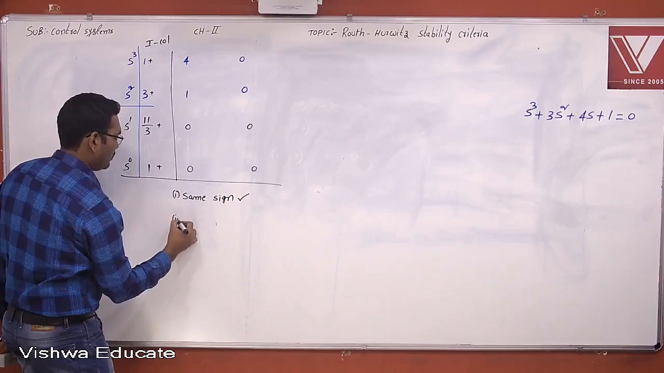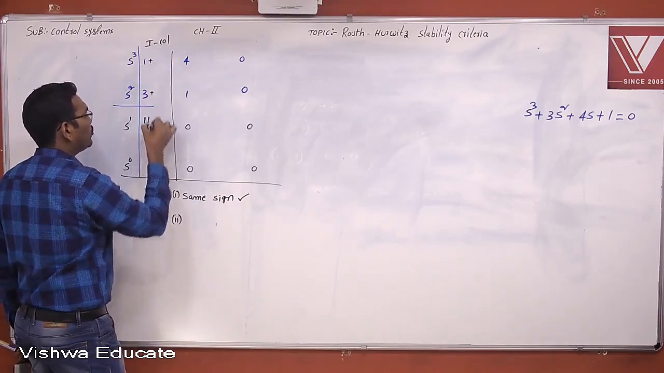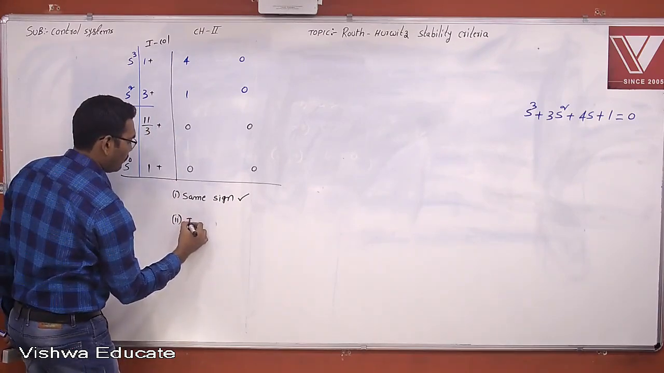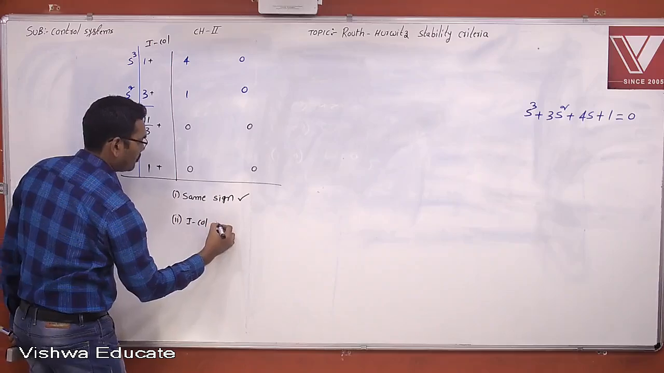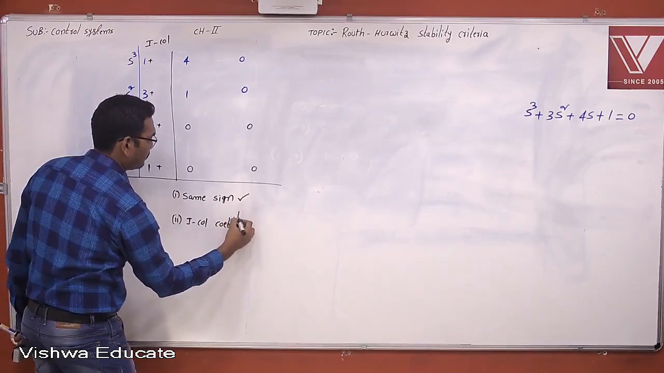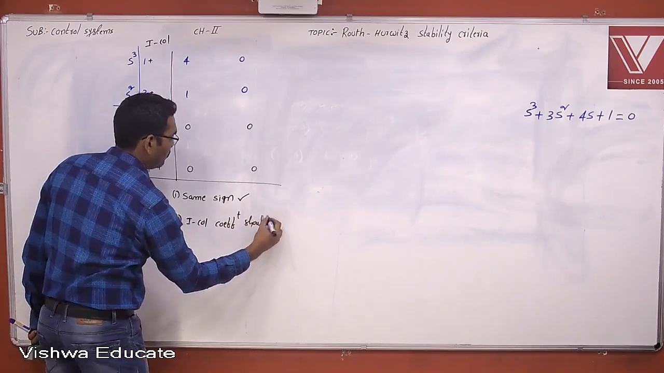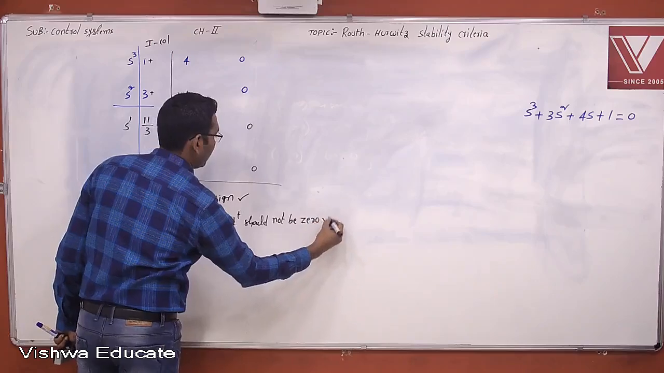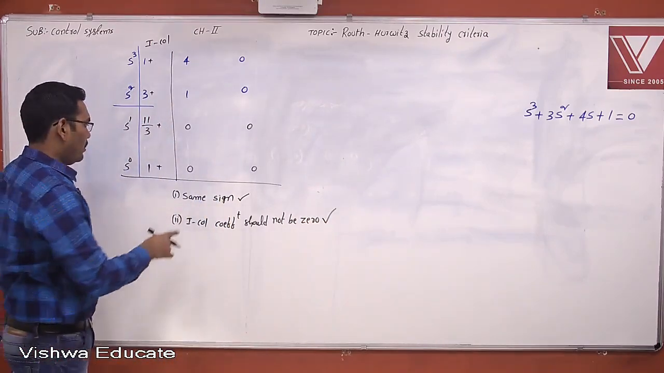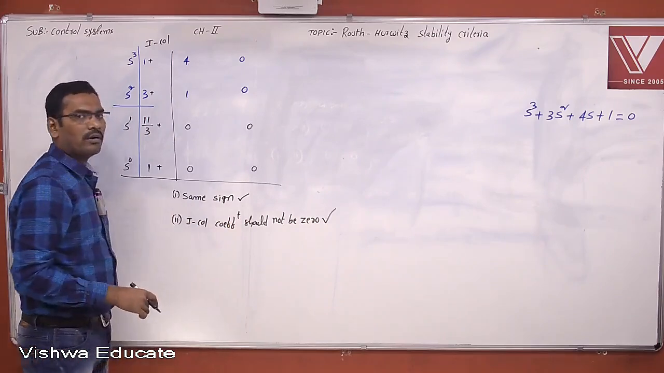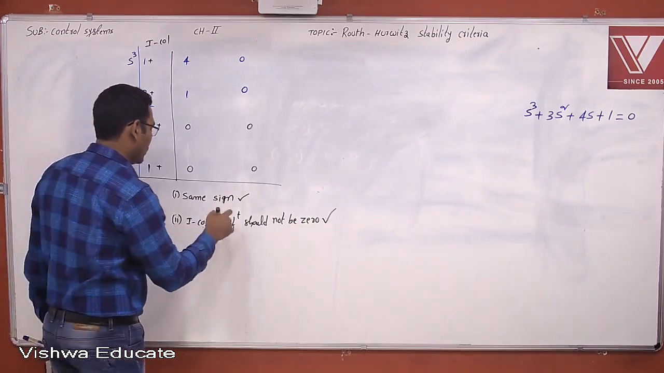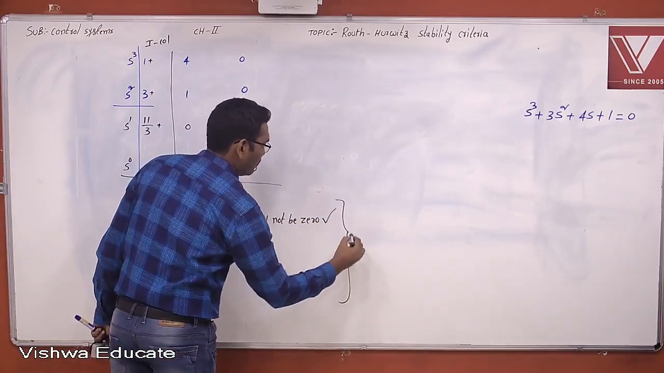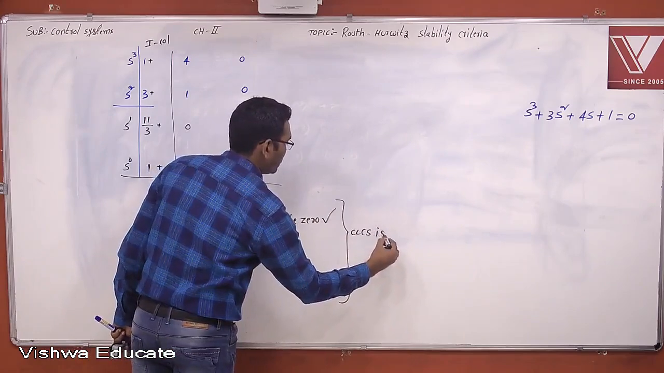Second condition: the first column coefficient should not be 0. Not equal to 0, not equal to 0, not equal to 0. First column coefficient should not be 0. Now the second condition is also true. The same sign, and first column coefficient should not be 0. Therefore, if these two conditions are satisfied, the system is stable. The closed loop control system is stable.